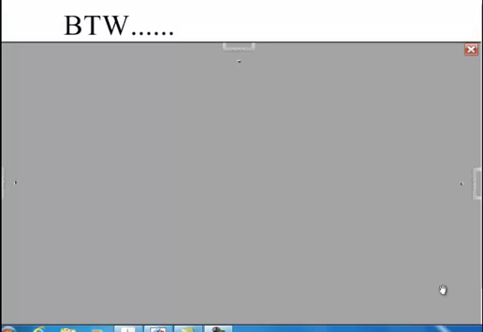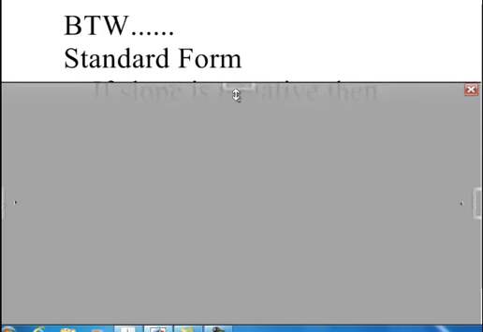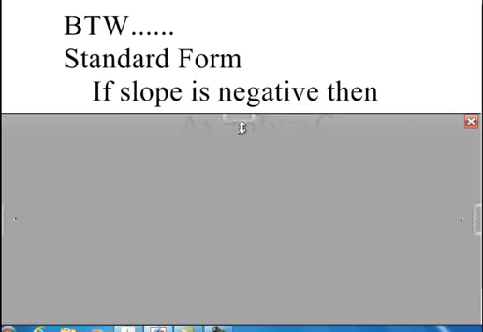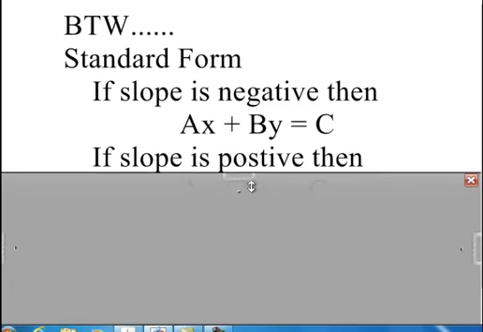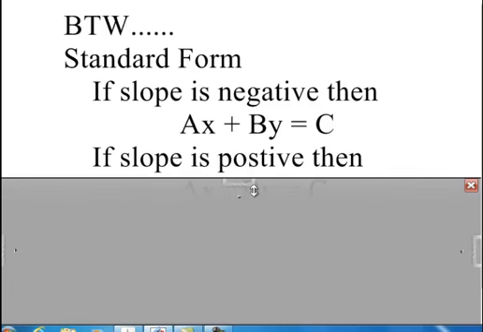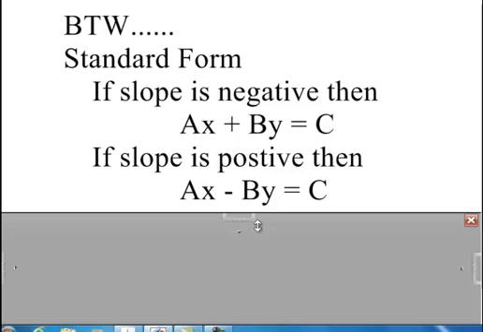By the way, there's something I need to tell you about standard form. If the slope is negative, then you use ax plus by equals c. If the slope is positive, then you use ax minus by equals c. Let's do another example, and I hope you'll see what I'm talking about.